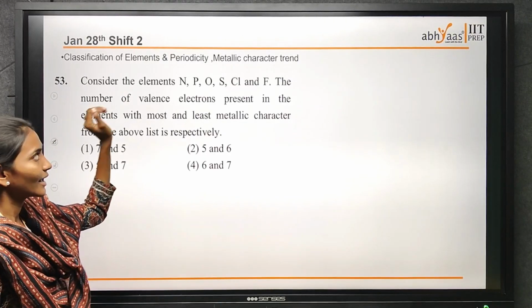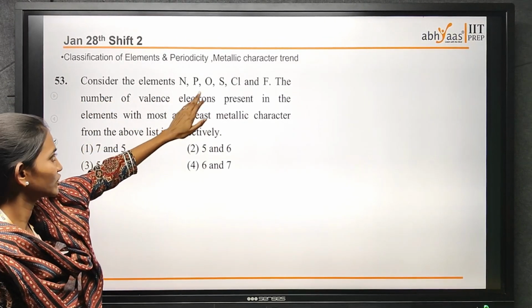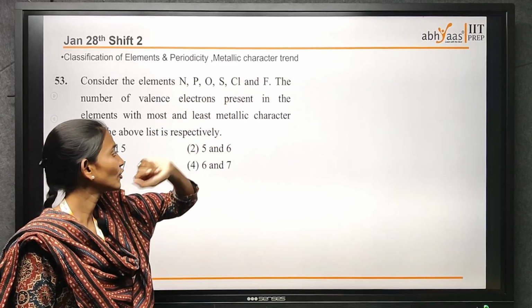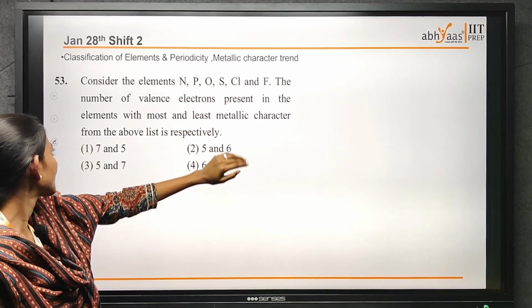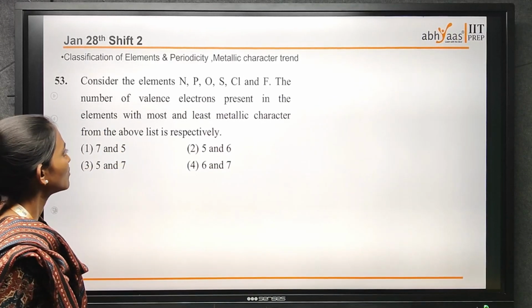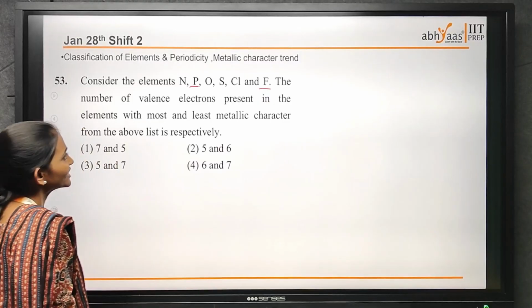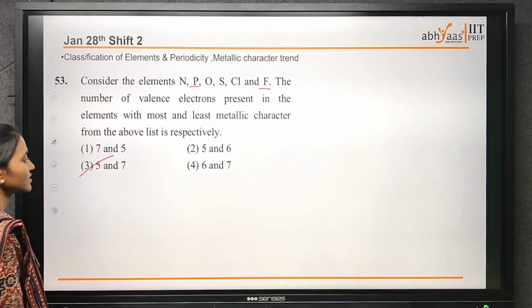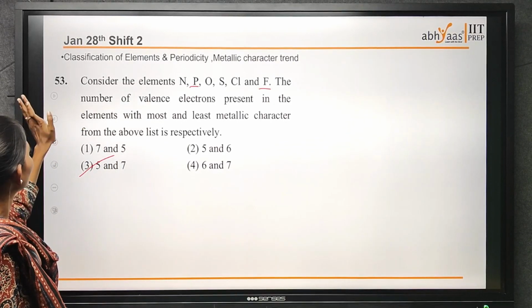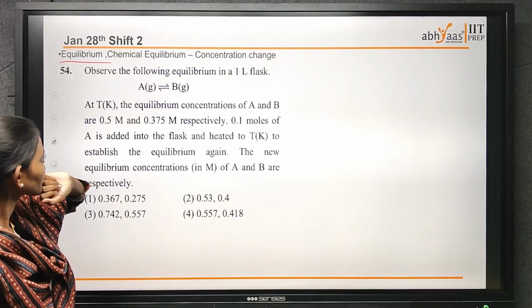This question is from classification of elements and periodicity. They are asking, consider the elements nitrogen, phosphorus, oxygen, sulfur, chlorine and fluorine. The number of valence electrons present in elements with most and least metallic character. Most and least. Most means we know that phosphorus and least means we know that fluorine. So for this case 5 and 7 is your answer, which is 3. Very simple question, right? Moving on to next question, which is from equilibrium.